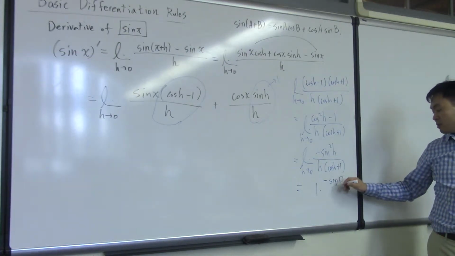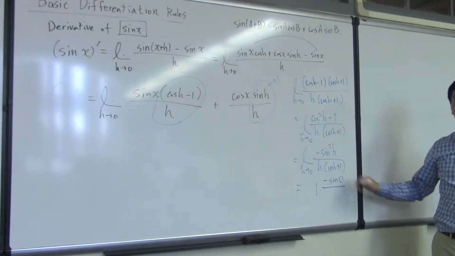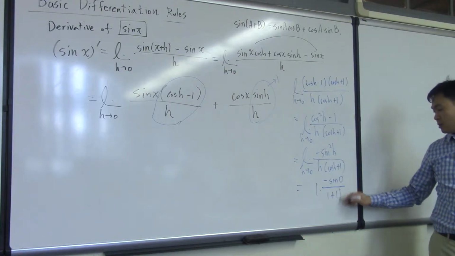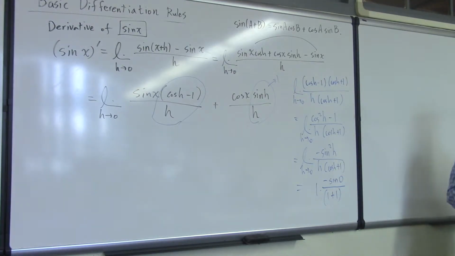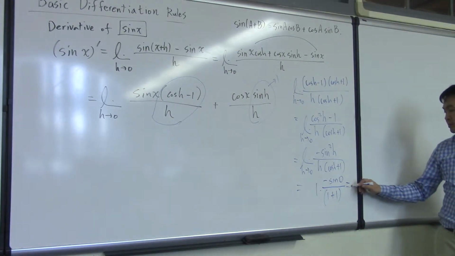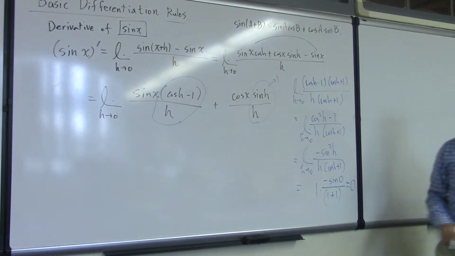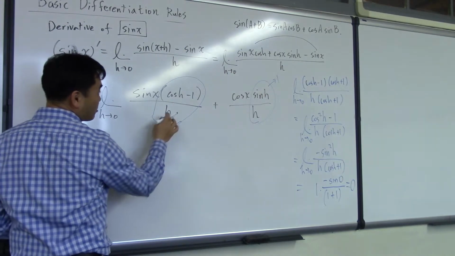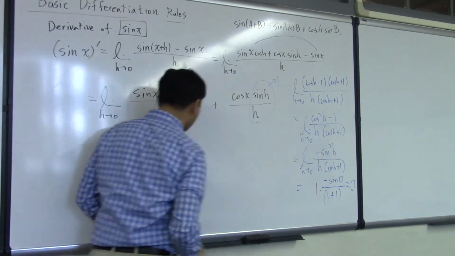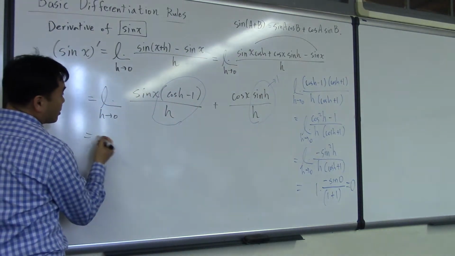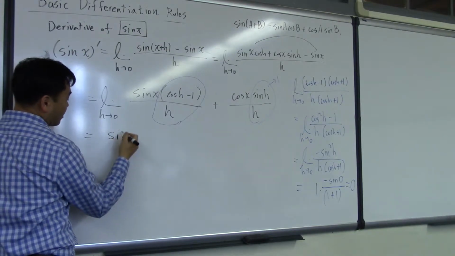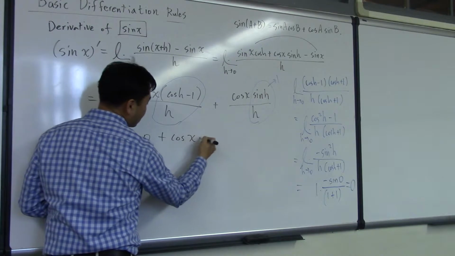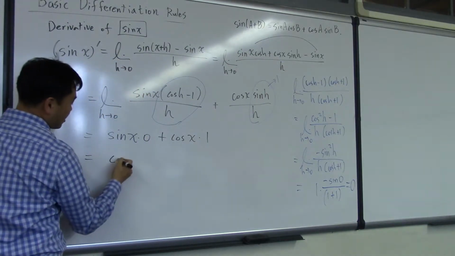What's sine of 0? 0, right? What's cosine of 0? 1. So what's this value? 0. By looking at that, we see that this converges to 0, whereas this one converges to 1. Therefore, the answer is sine of x times 0 plus cosine of x times 1, which ends up being cosine of x.